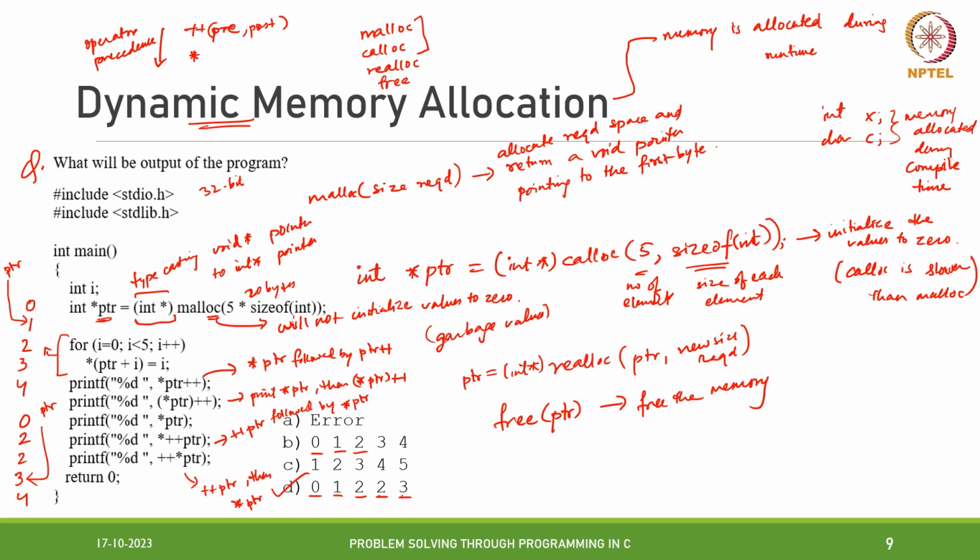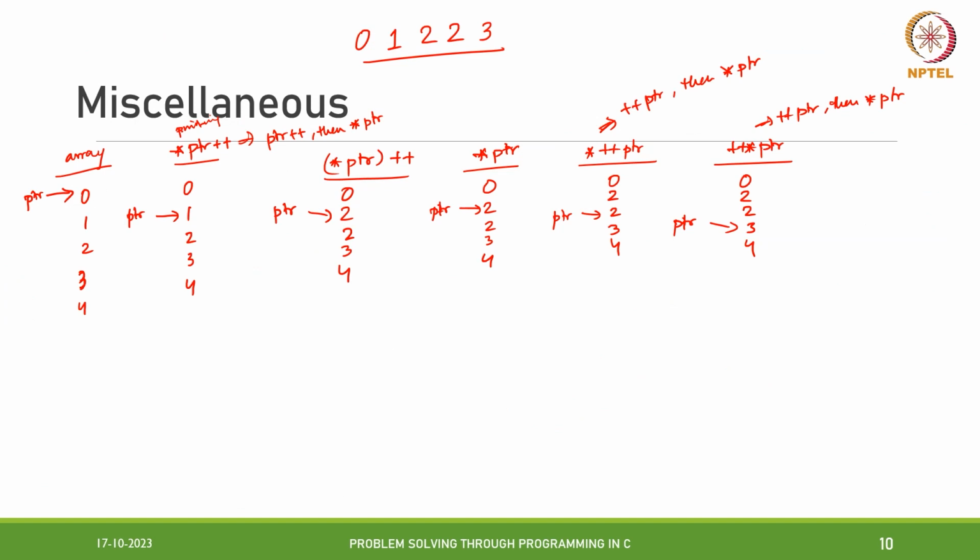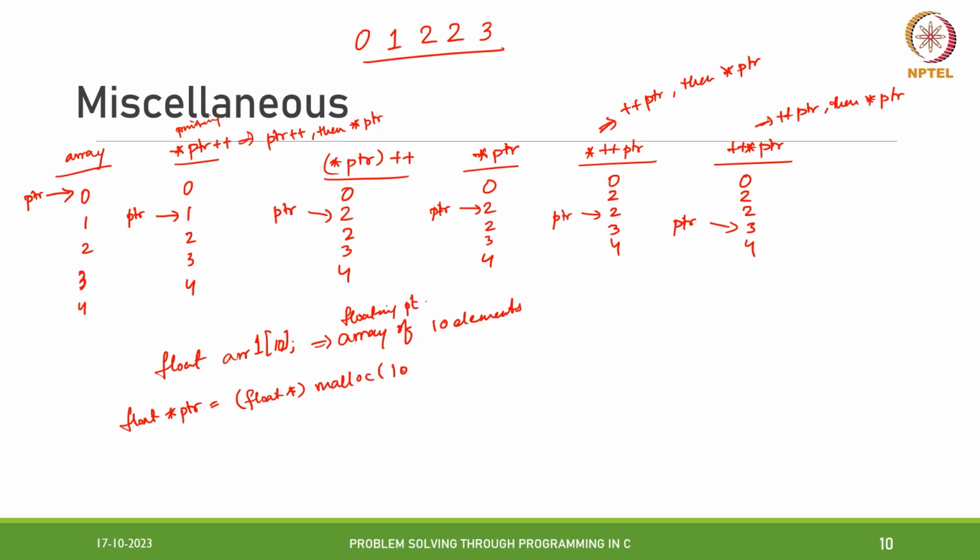For each array, like here I want an array like the way you used to define, say, float arr 1 of 10, right? So what does this mean? This is defining an array of 10 elements. So a floating point array of 10 elements, right? Similarly here, what I will do is I will write float star ptr equals float star malloc 10 into size of float. So it will allot me a floating point array of 10 elements where I can store 10 elements.